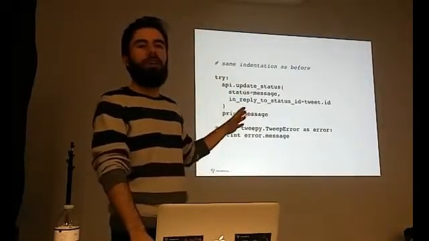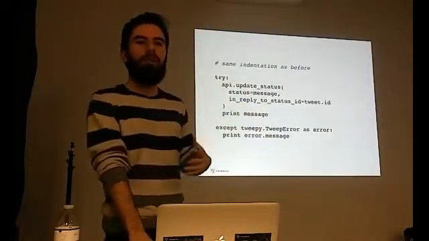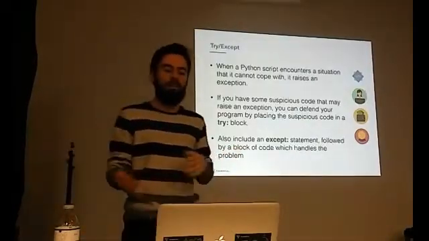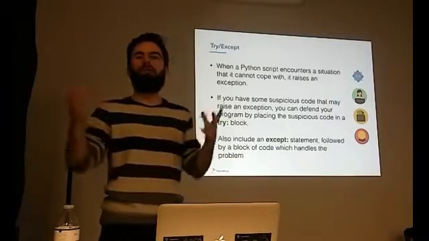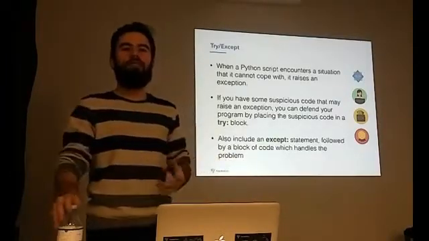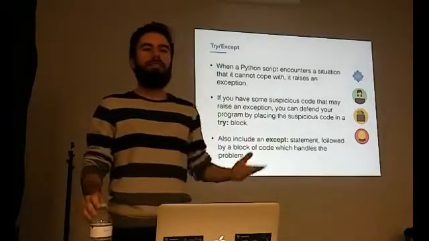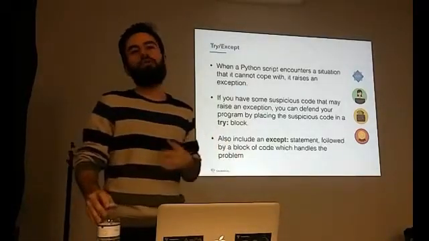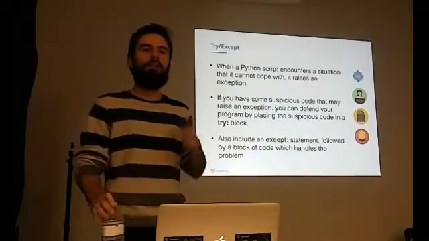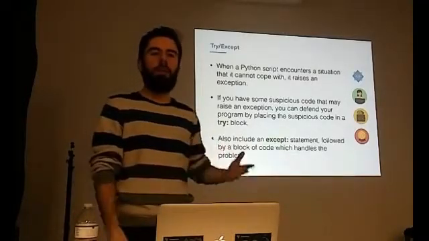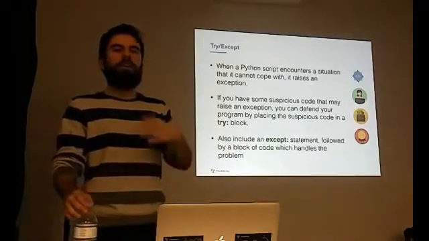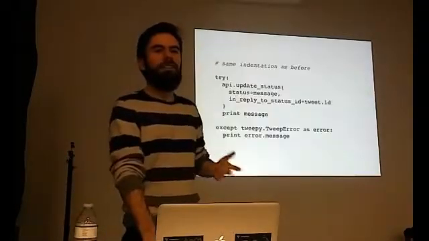Okay, and we put all of that inside of a try except. What is the try except? Sometimes Python can encounter a situation that it cannot handle and it breaks. We as developers need to be able to predict, if we know the library, when this is going to happen. And if we see some suspicious code that may break, we put that inside of a try except block. It's really easy to understand.